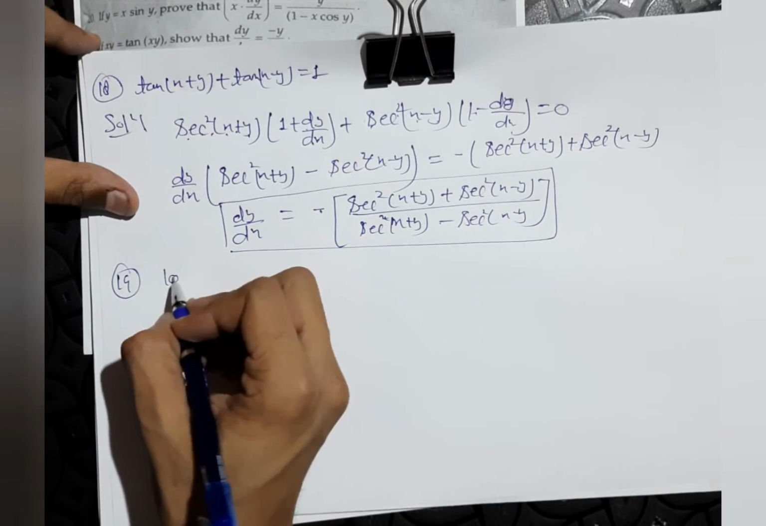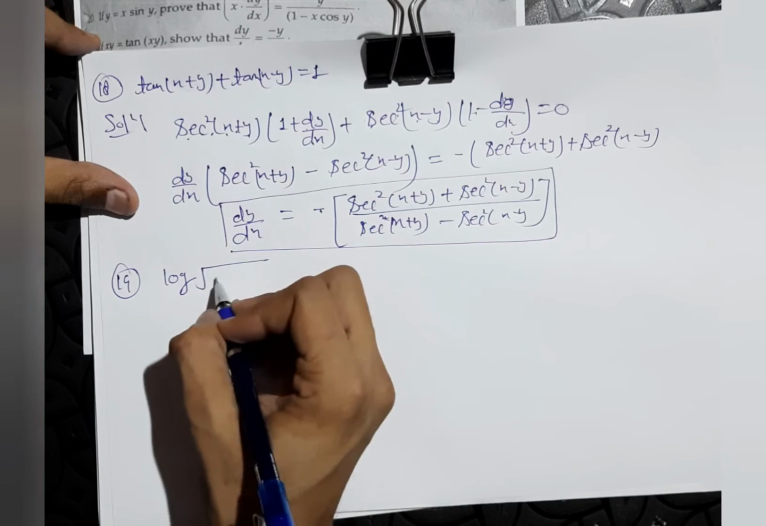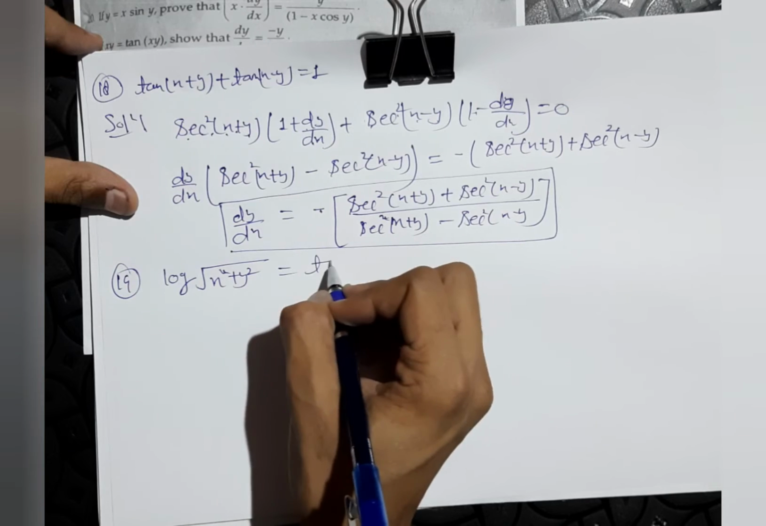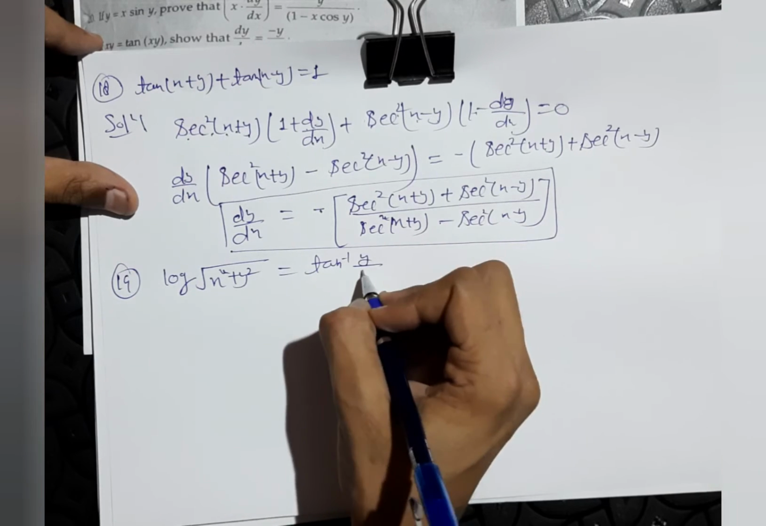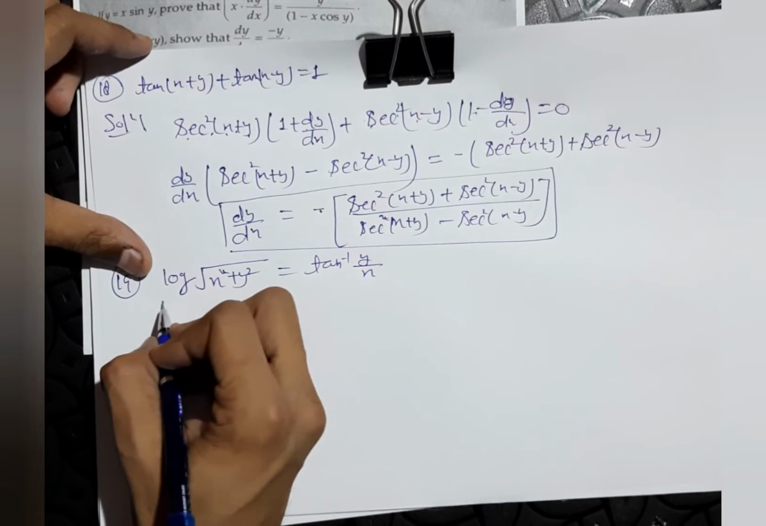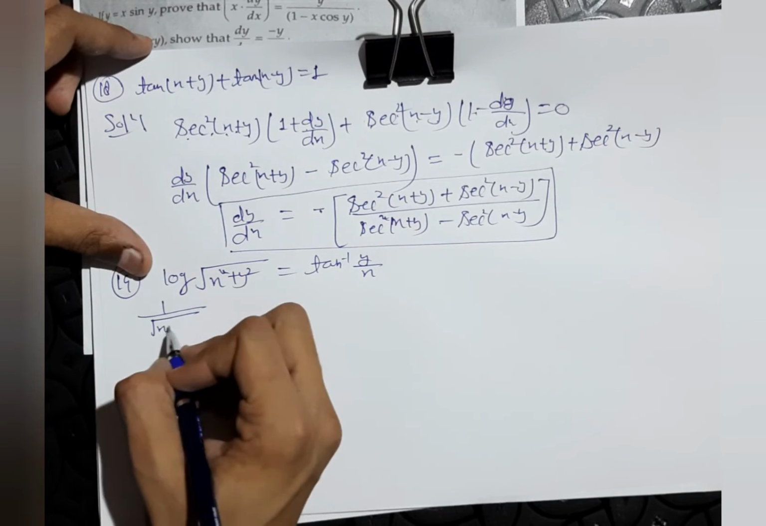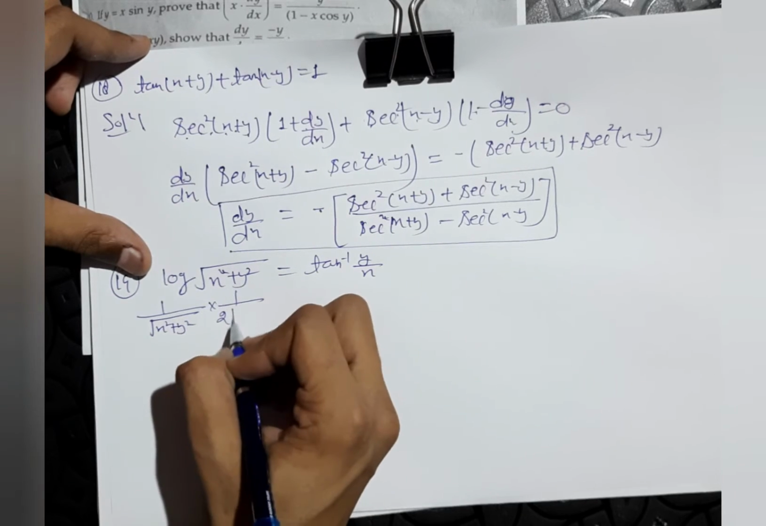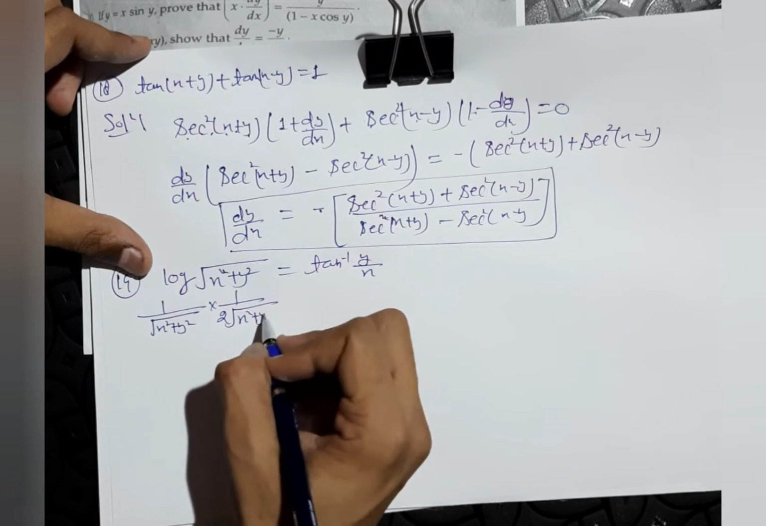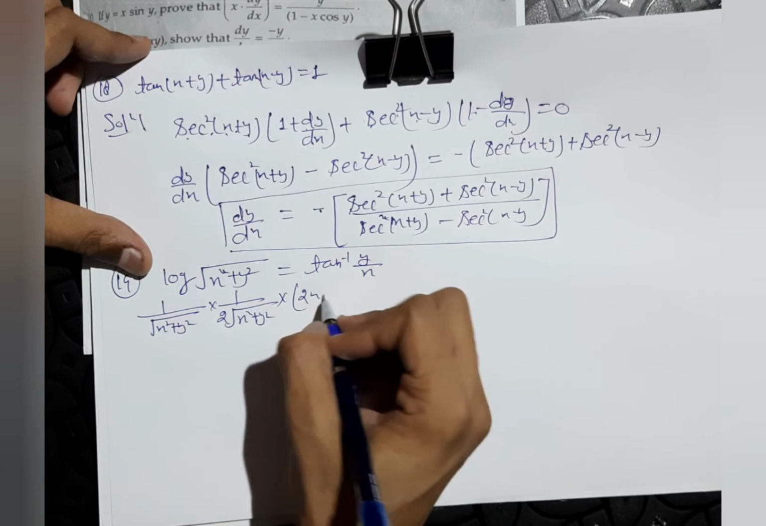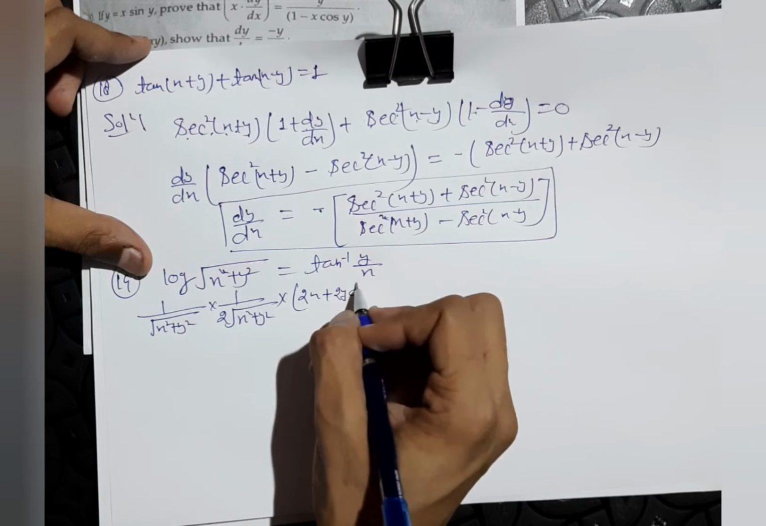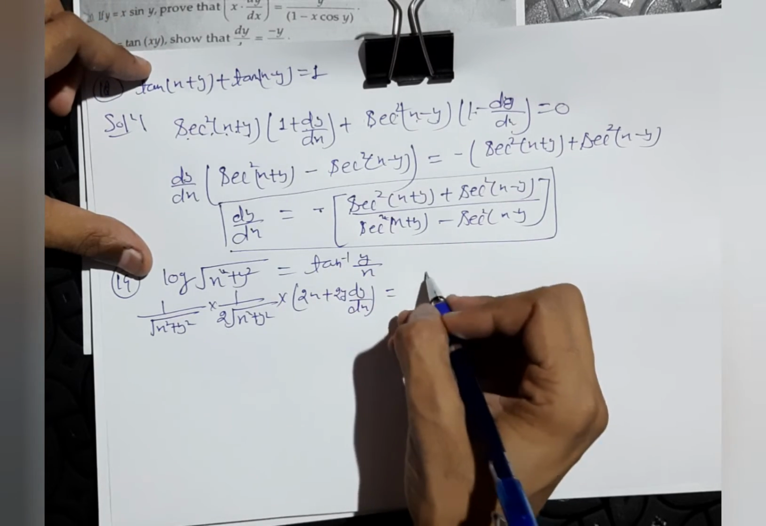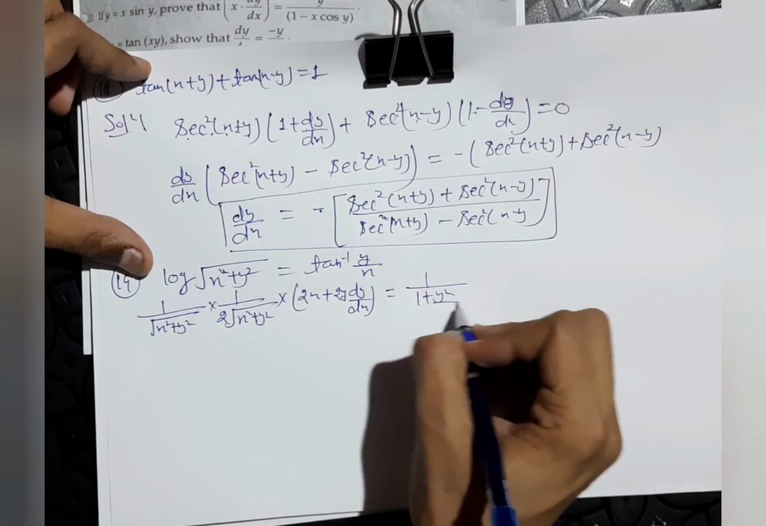Now let's do question number 19. Question 19 is log of under root x square plus y square equals tan inverse y over x. So the derivative of log of x square plus y square will be 1 over under root x square plus y square. Now this is root x, so the derivative of root x is 1 over 2 root x. Now x square gives me 2x and y square gives me 2y, dy over dx. The derivative of tan inverse y over x will be 1 over 1 plus y square divided by x square.